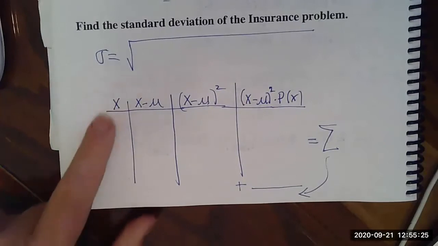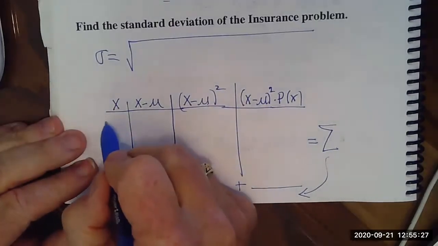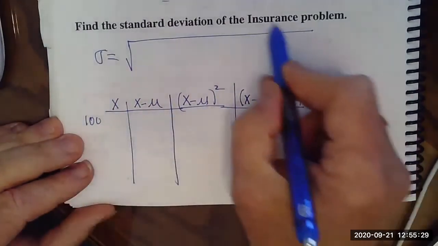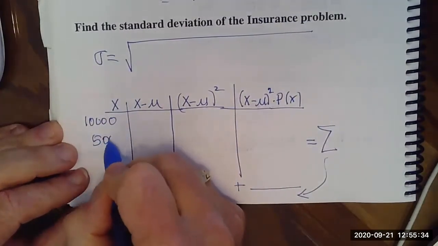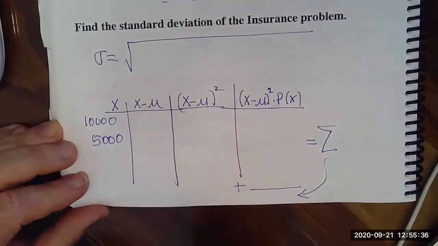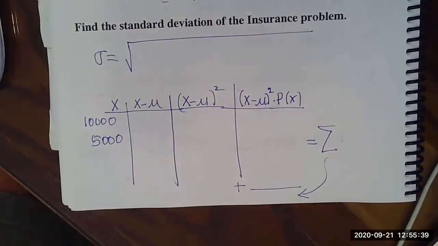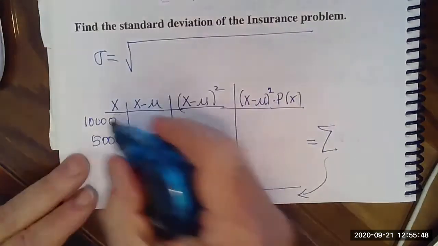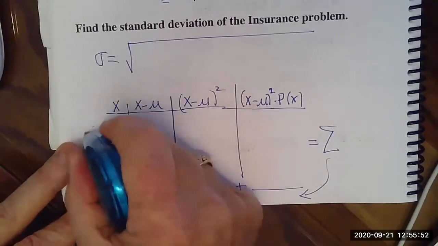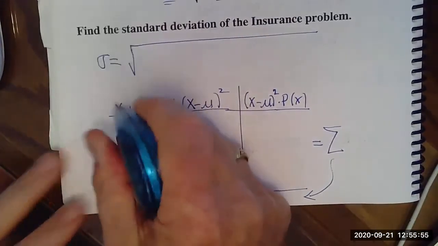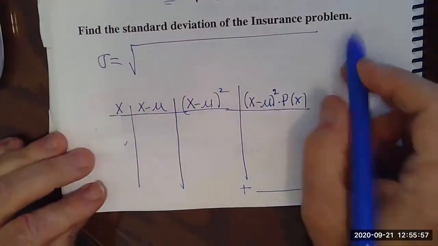So if I put my X's down here, which I think were 10,000, I want the insurance problem again. 5,000. Oh, this is per policy, so my mistake. Yeah, because I'm looking at mu being $20. So it's per policy. I apologize. Better go back over here.